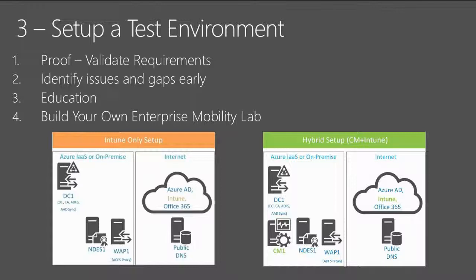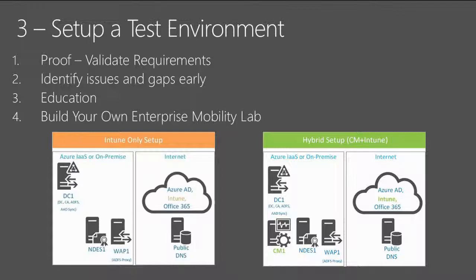The only difference is that you have Config Manager in the right setup. The other thing that we do is we make sure that you don't have to invest too much to build this. So in the guide, they build that on the left hand, the DC, the NDES, and the WAP in an IaaS environment in Azure, so that you don't need physical boxes, etc. So you can just build it and simulate your on-prem solution. And the same applies to the right-hand picture.